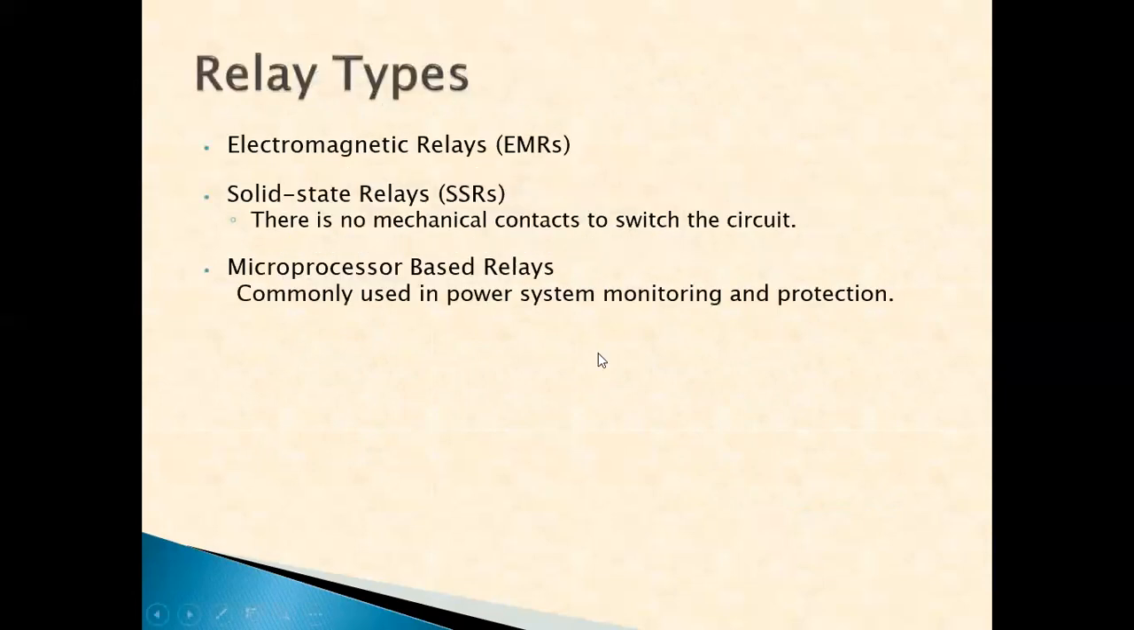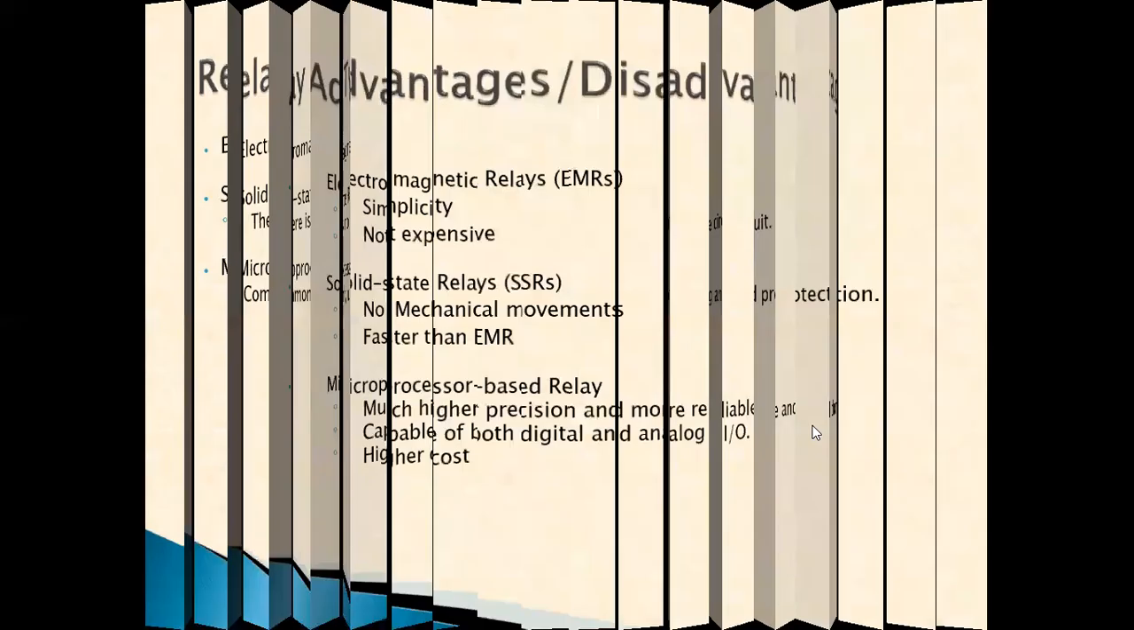Relay types. The types of relays are as follows. First one is electromagnetic relays. Second one, solid state relays. In a solid state relay there is no mechanical contact to switch the circuit. The third one is microprocessor based relays, commonly used in power system monitoring and protection.